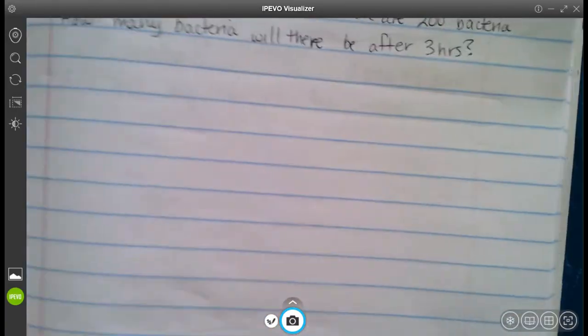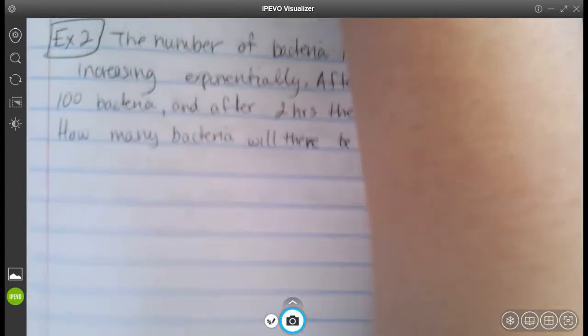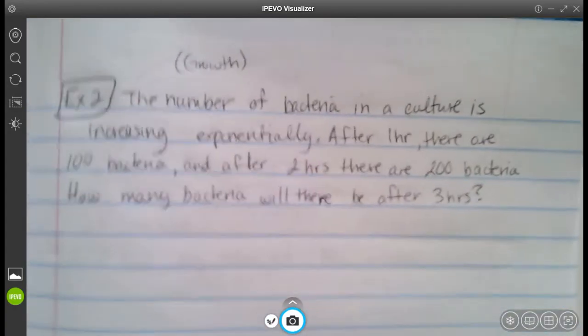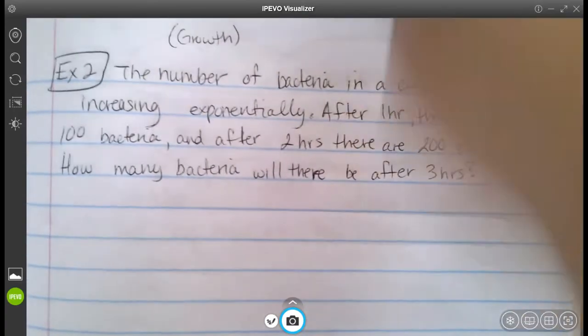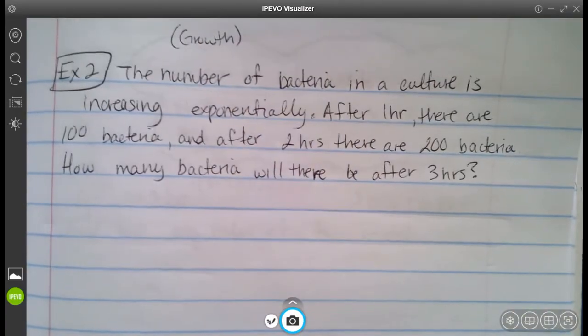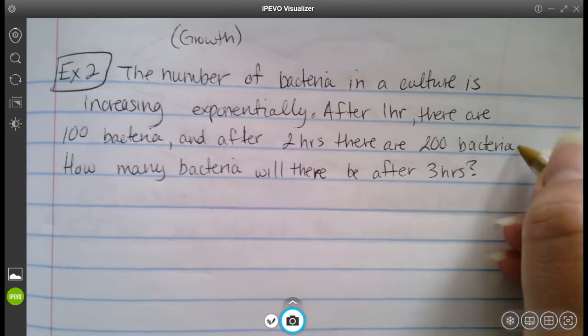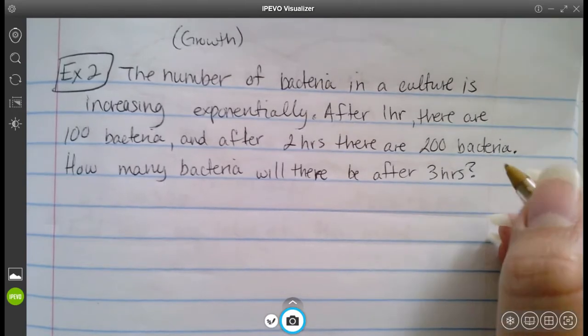All right, moving on. Another example. We have 3 more to go. The number of bacteria in a culture, this is also a growth model by the way, is increasing exponentially. After 1 hour, there are 100 bacteria. After 2 hours, there are 200 bacteria. How many bacteria will there be after 3 hours?